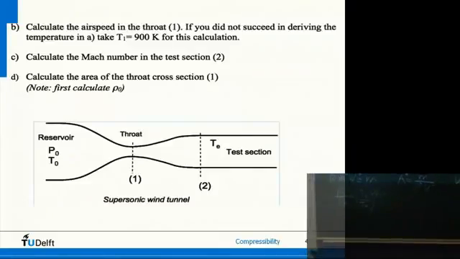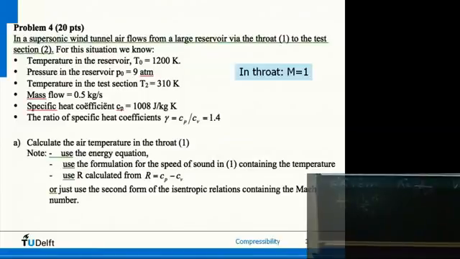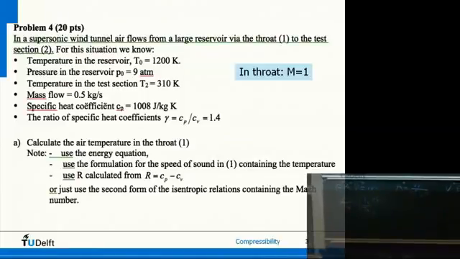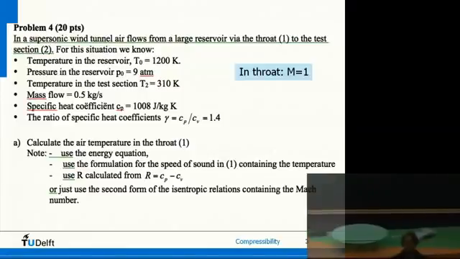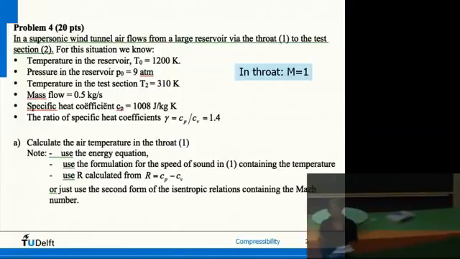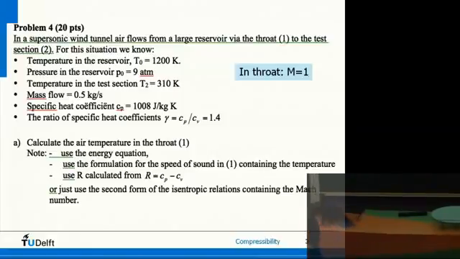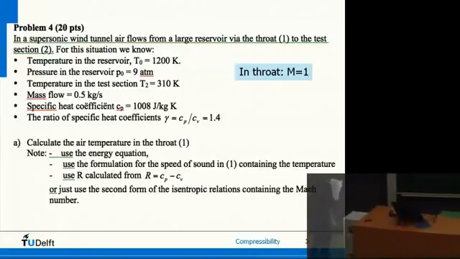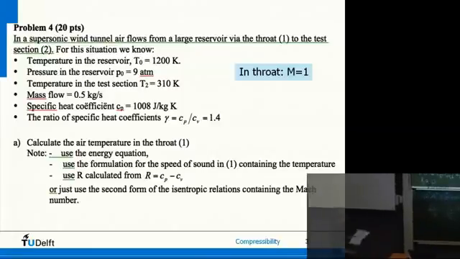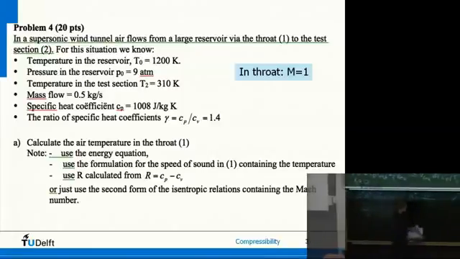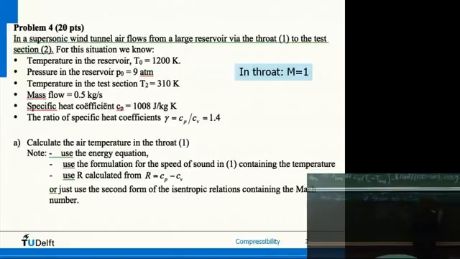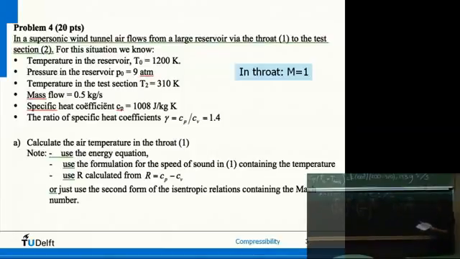Okay, why reservoir? We have also temperatures in the throat, right? We need pressure, because for rho 0, it's not enough to have temperatures. We use the equation of state, and we need pressure, and that's the only location that we know of pressure. Indeed. So rho 0 from the equation of state. So P0 over R T0. So let's do that first.